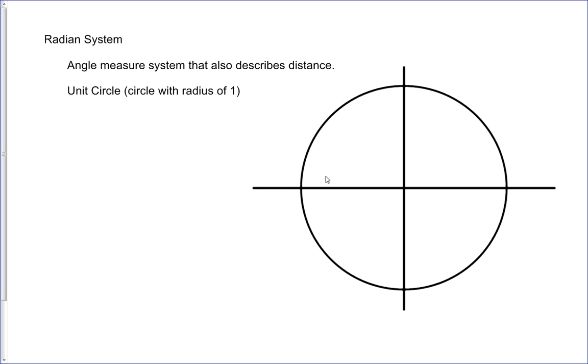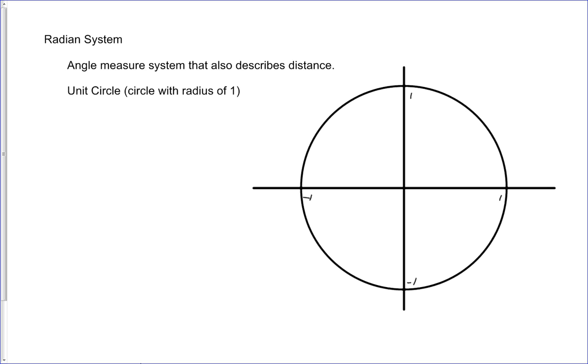All right, the radian system is an angle measure system that also describes distance. Normally you work with it on what's called a unit circle, which is a circle with a radius of 1. So from here to here would be 1. If you put a hash mark here, that'd be a 1. This would be a 1. This over here would be a negative 1 because you're going backwards, and this would be a negative 1 because you're going down. Everywhere, this has a radius of 1.